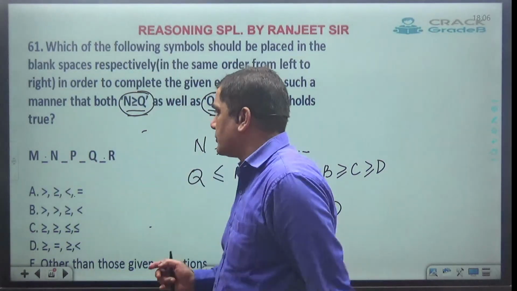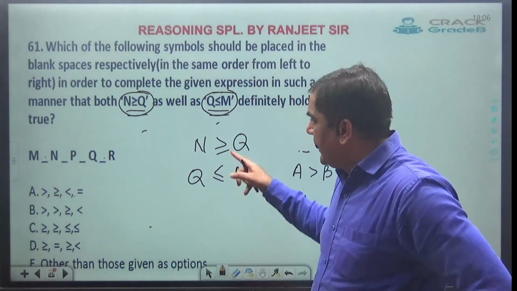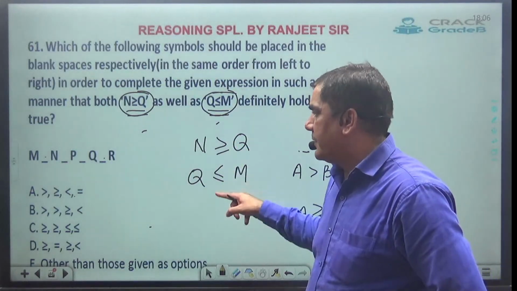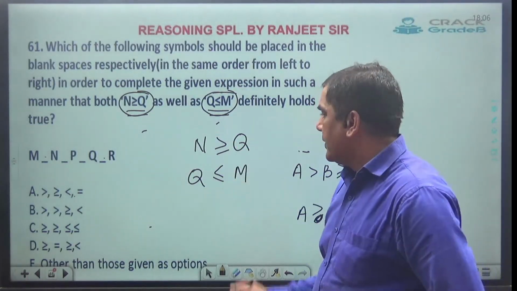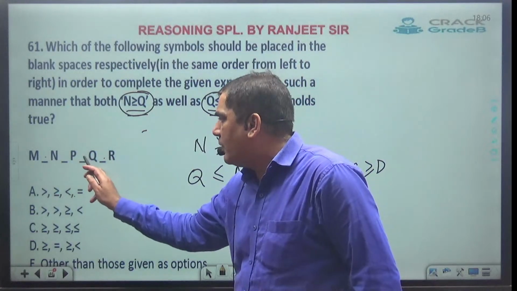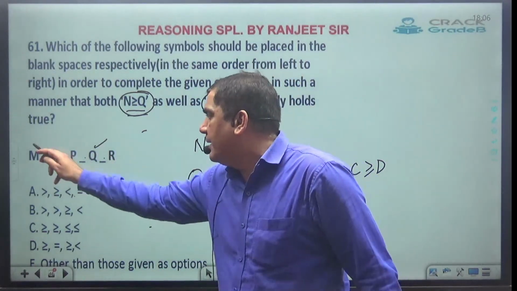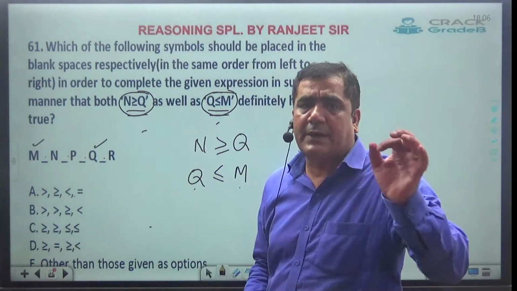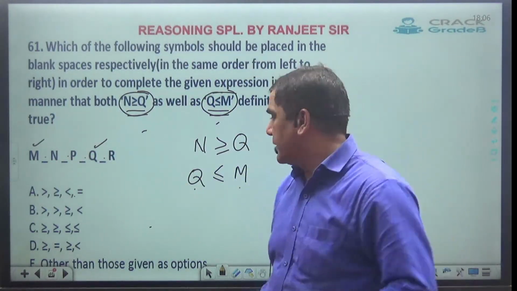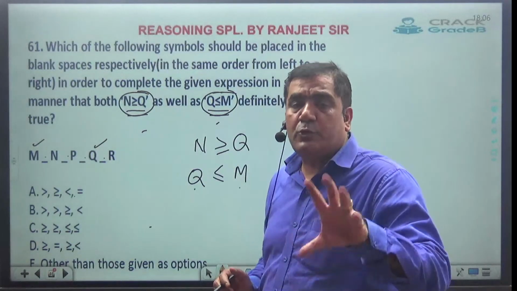Now let's start. How to start? See, here in both of them equal to is there. Now let's start with n and q. N and q will have only two blanks, but q and m will have three blanks between them. So let's start with this one. You can start with the other one also, but my job is to eliminate the options.